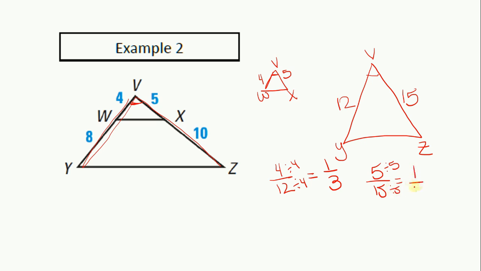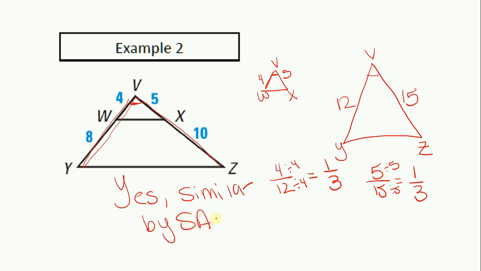So I'll get 1 over 3 as well there. So that must mean that I have proportional sides as well. So now these two triangles are similar, and they are similar by SAS. So I have triangle, it's little guy, VWX, they are similar to VYZ.